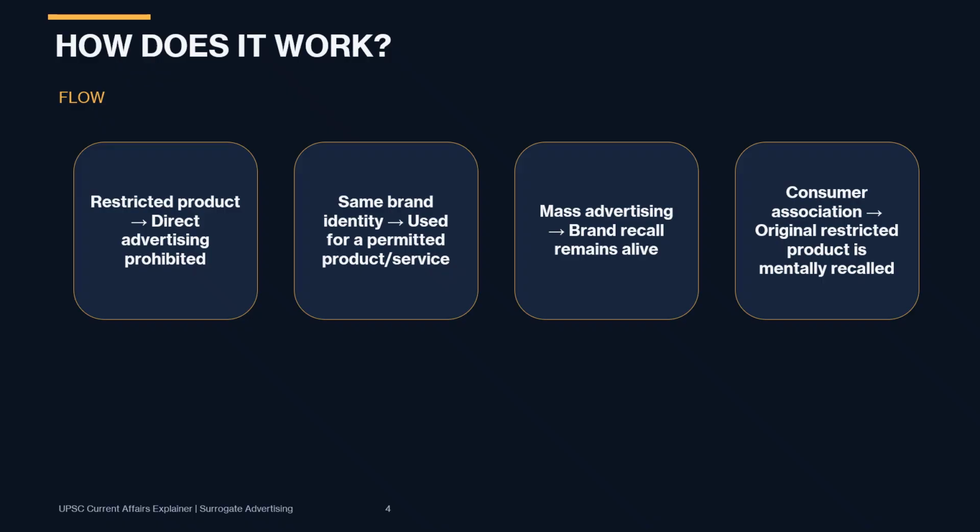For suppose there is a restricted product, for say alcohol or tobacco product. Direct advertising of it is prohibited, and under the same brand identity, a permitted product or service is promoted. And through mass advertising, brand recall remains alive in the minds of people. So whenever you look at the brand somewhere else, you immediately identify it, and the consumer association with the original restricted product is mentally recalled, so it creates goodwill or brand recognition for the company. So this is how surrogate advertising works.